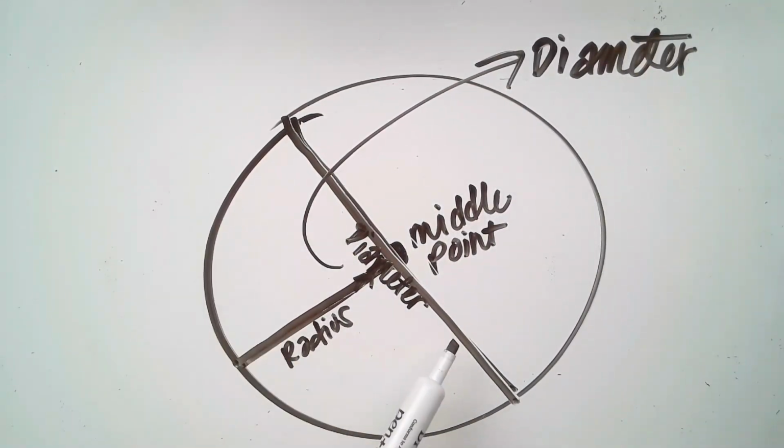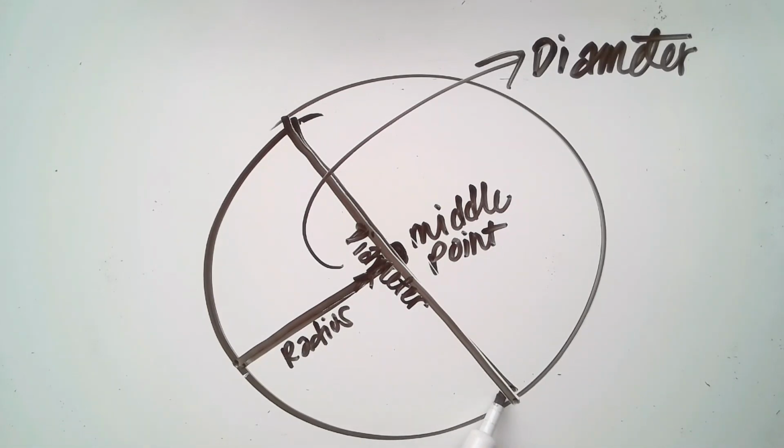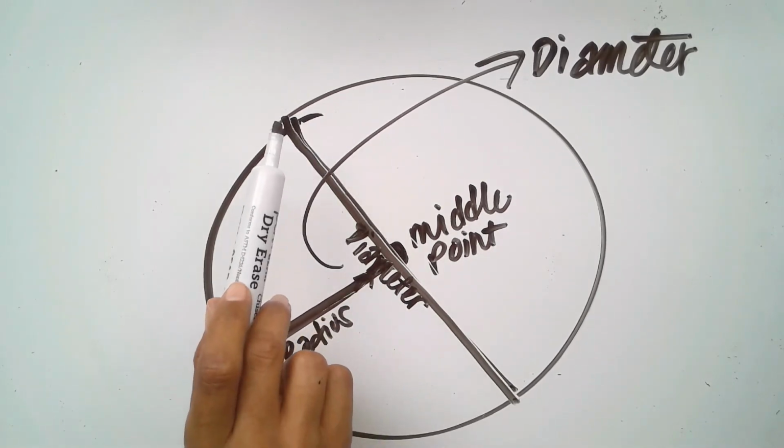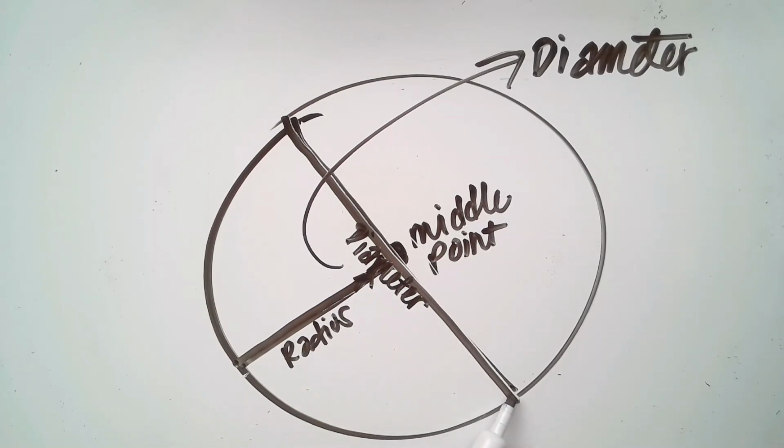And when you think about it, if you took 2 radii, or radius, and put them together, that would equal a diameter, because the diameter is the distance from one curve of the circle all the way through the middle point to the other side of the curve, whereas the radius just goes from the middle point to one curve of the circle.